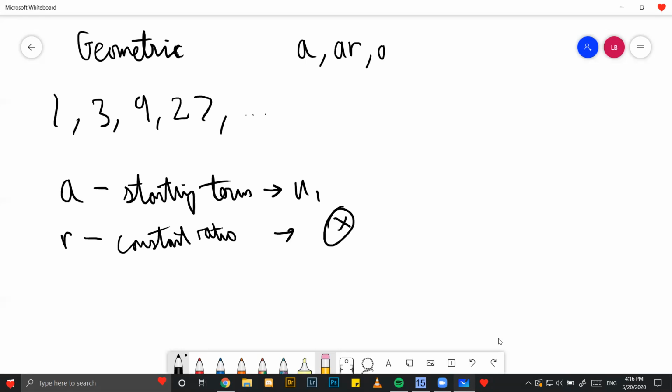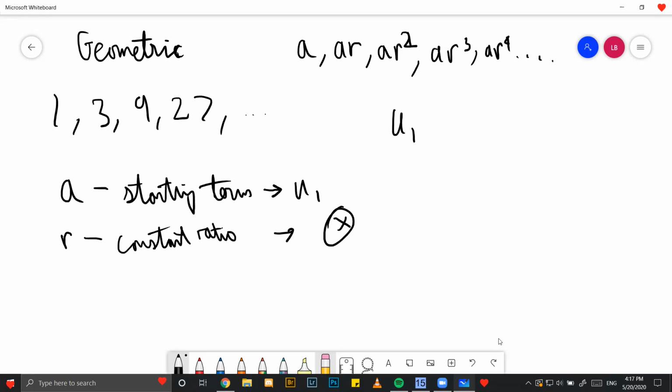Our next term is going to be A times R squared, because we have A times R, and so on to AR cubed and AR to the power 4 and so on. This is a new way to describe our sequence. And again, we can find a pattern quite simply.